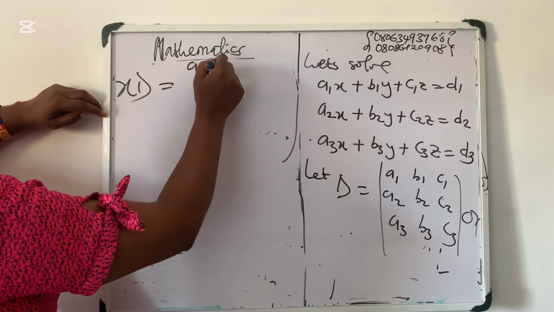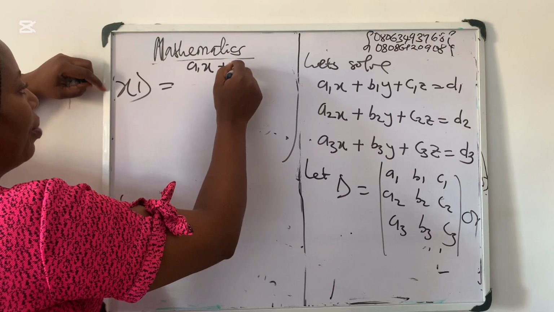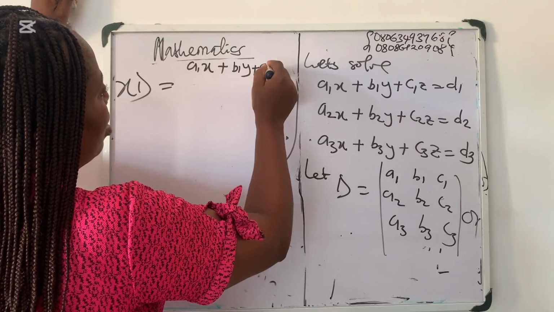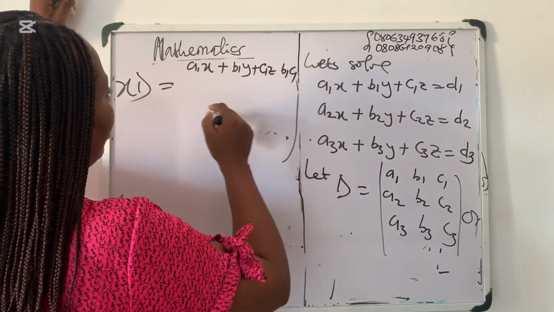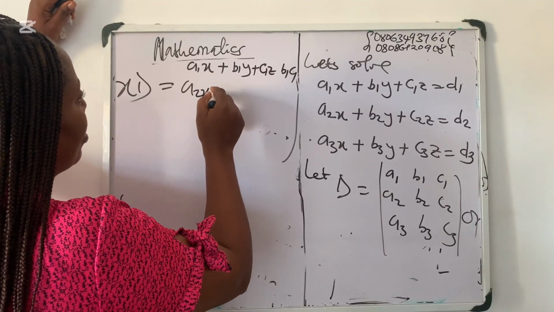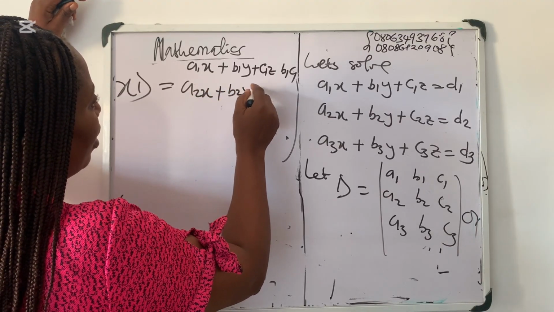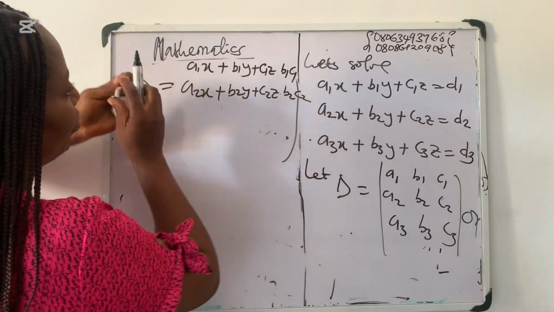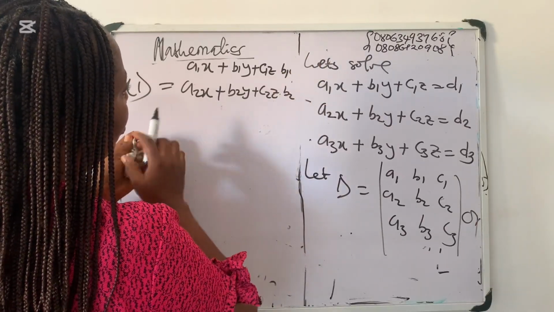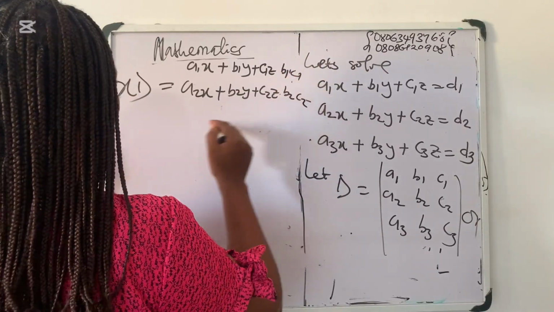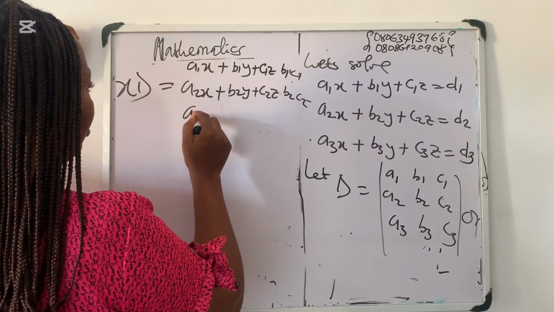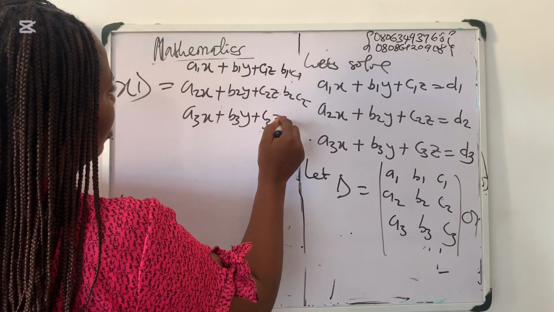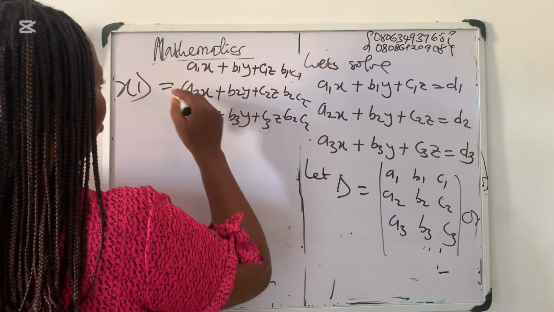A1X plus B1Y plus C1Z, you have B1, C1 here, A2X plus B2Y plus C2Z, you have B2, C2, B1, C1, B2, C2, then A3X plus B3Y plus C3Z, you equally have B2, C2.